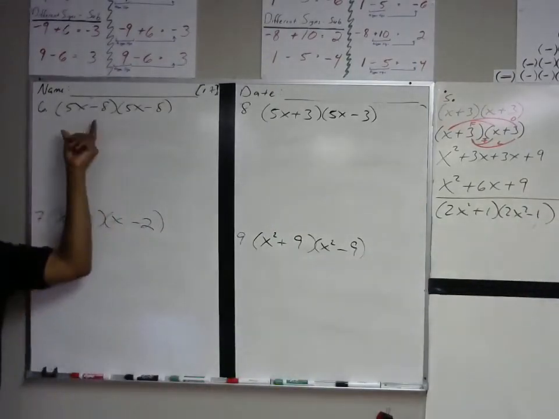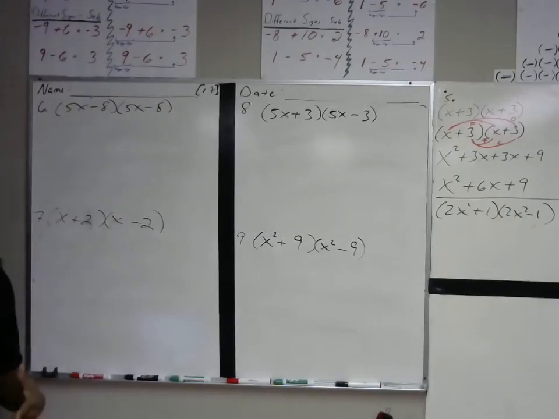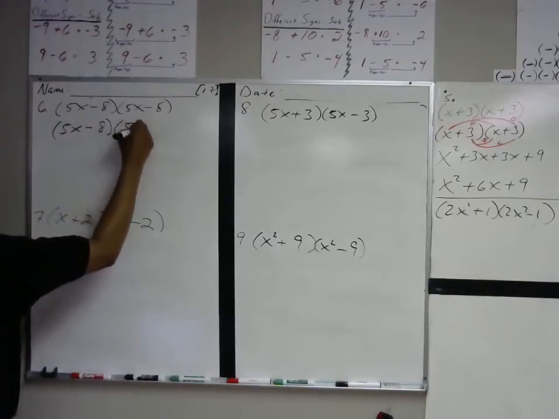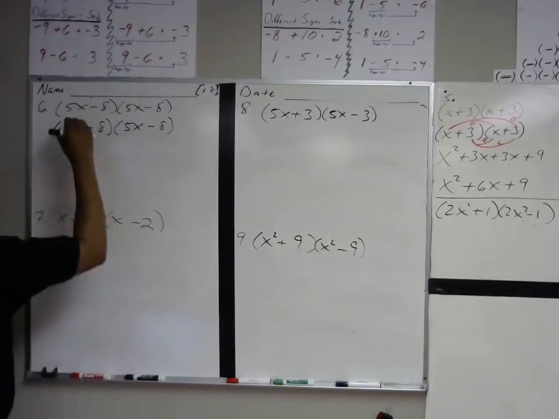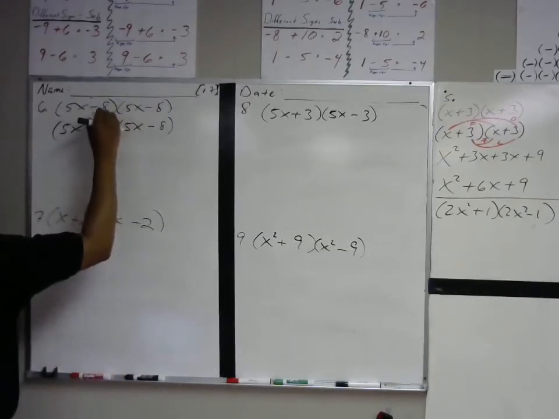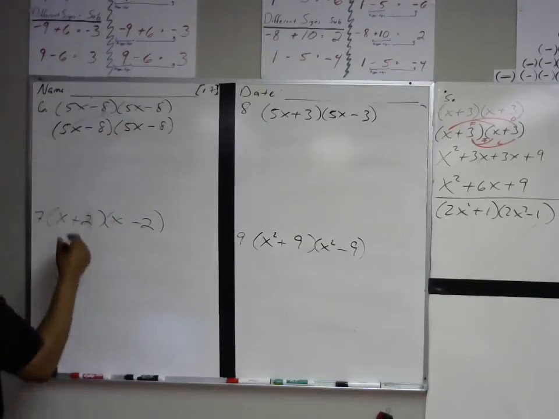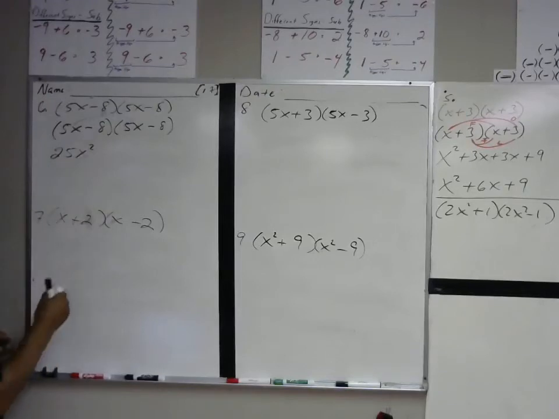Okay, next. These two binomials are the same binomials, so we're basically squaring the binomial. Let's preserve the integrity of the original problem. And then we're going to multiply the first terms, which is the 5x times 5x. So the first terms give us 25x to the second power.